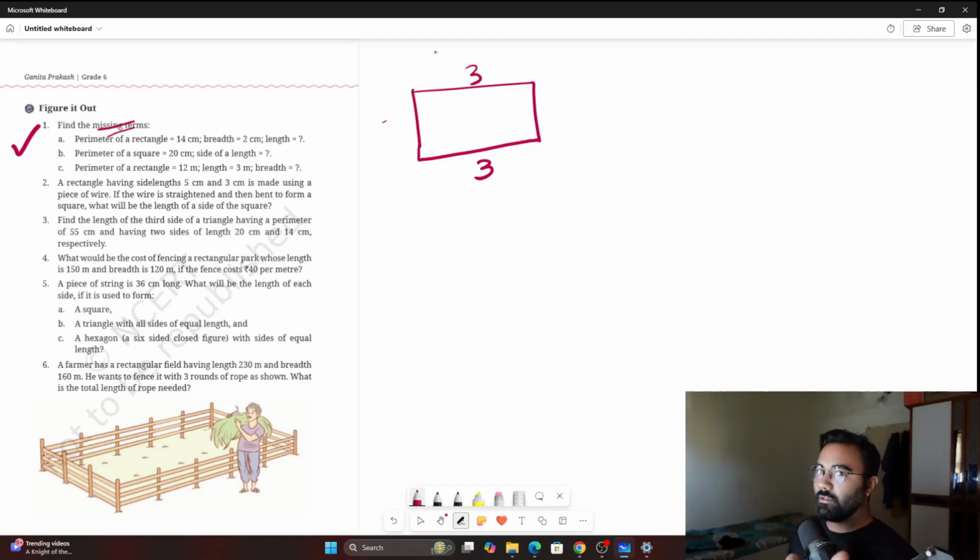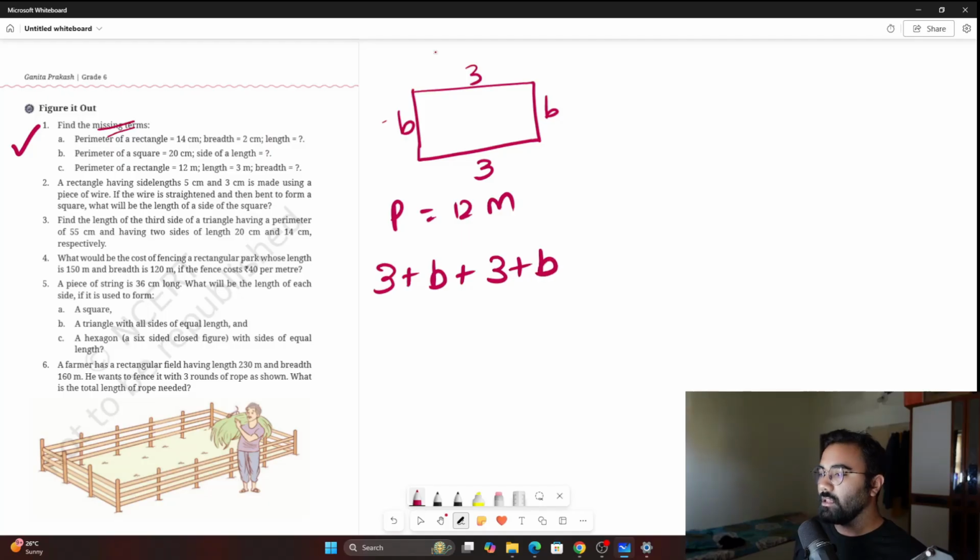Obviously, we have learned in the previous video that in a rectangle, opposite sides are equal. So this is 3, this is 3, and this is breadth, and this is breadth. We don't know how much it is. We need to find it. But the perimeter is given to us, that is 12 meter. So can I write it as 3 plus B plus again 3 plus again B will give me 12. So 3 plus 3 is 6 plus 2B is equal to 12.